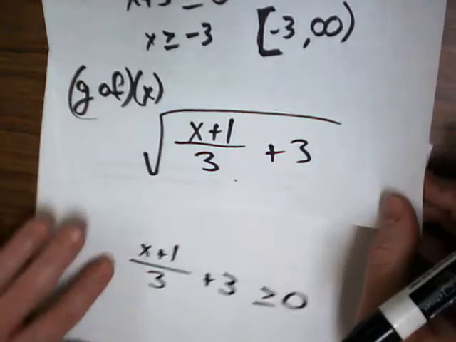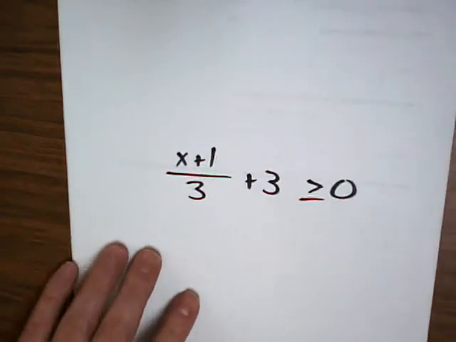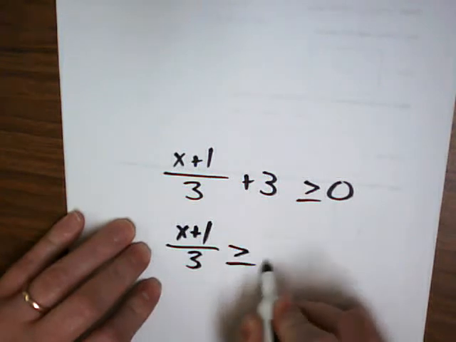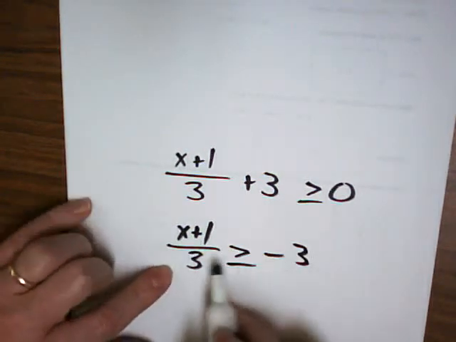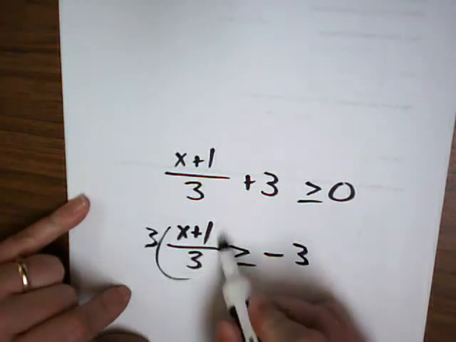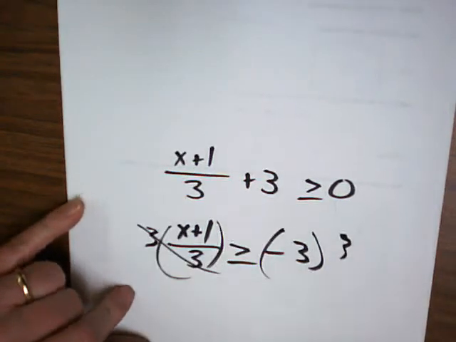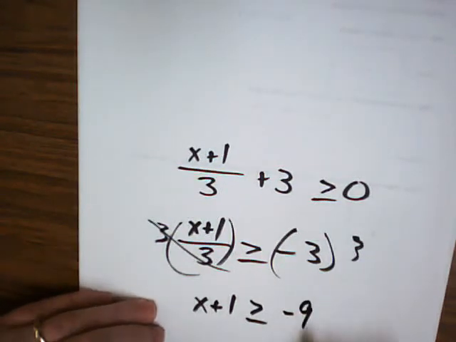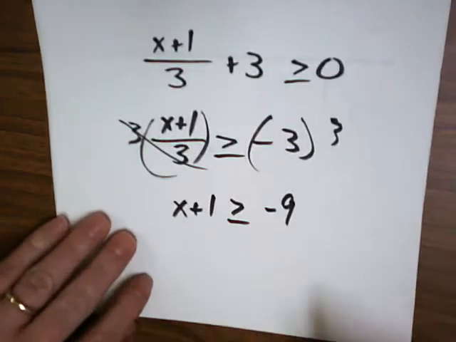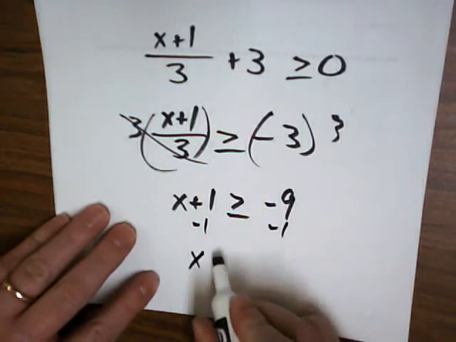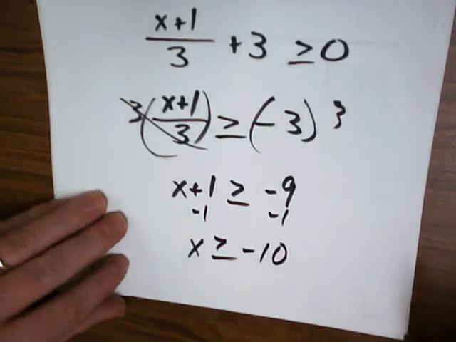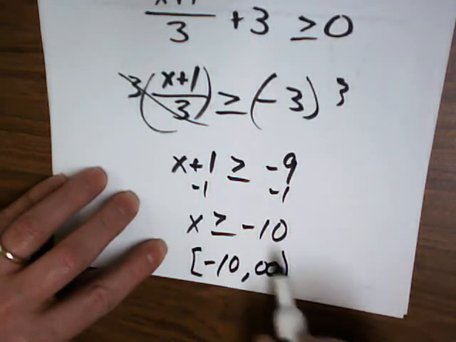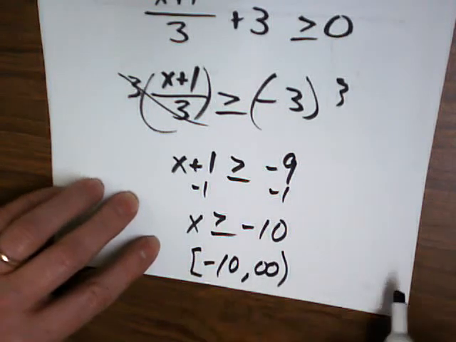So I'm going to try to solve this out. The first thing I'd do is move the 3, and I multiply both sides by 3 to get rid of this fraction. That would kill that. x plus 1 is greater than or equal to negative 9. And then I'd subtract 1, right? So my x values have to be greater than or equal to negative 10. In interval notation, negative 10 to positive infinity. So there's my interval notation.